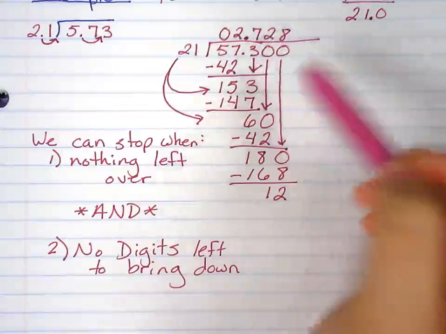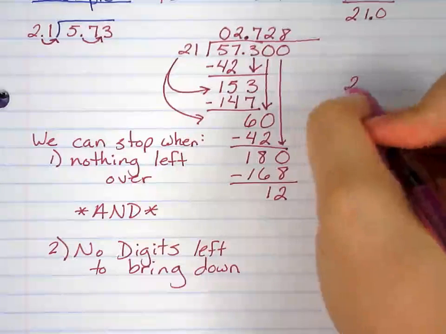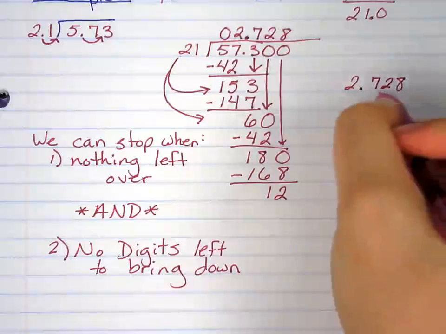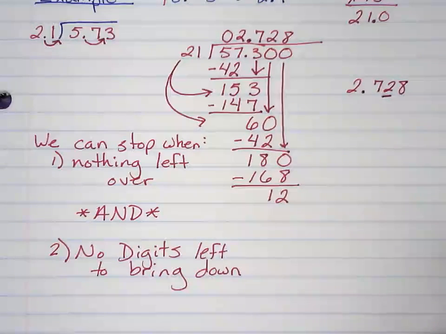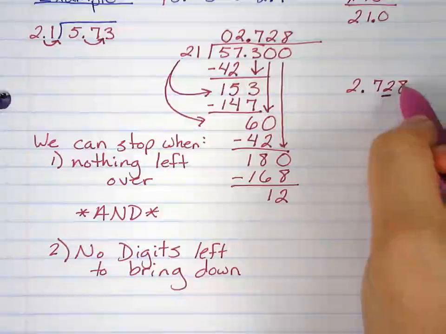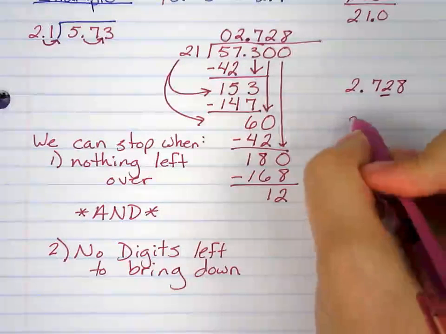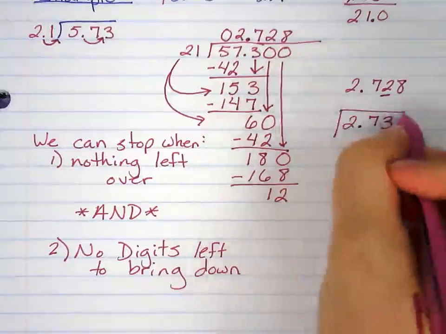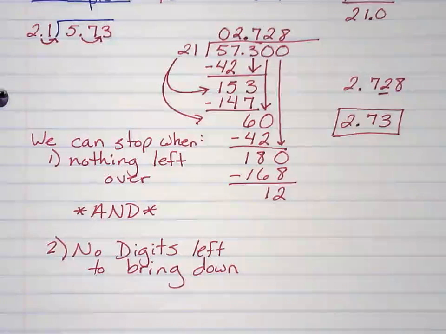But I need to round. So if I take 2.728 and I want to round back to the hundredths place, 8 is 5 or higher, so that means my final answer is 2.73. And this is the answer that I would supply on my assignment.